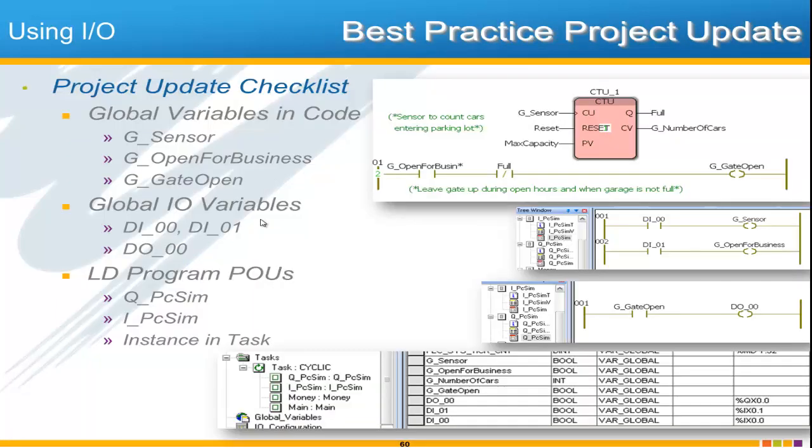So I would like you to take the time now to update this program with these best practices in mind, and you can refer to this page as the checklist. We need to create some global variables, we need to create some global I/O variables, and we need to update the latter program POUs. So again, I recommend that you pause the video and see how much of this you can do without assistance. That is the best way to learn. And then you can resume the video to see my solution here.